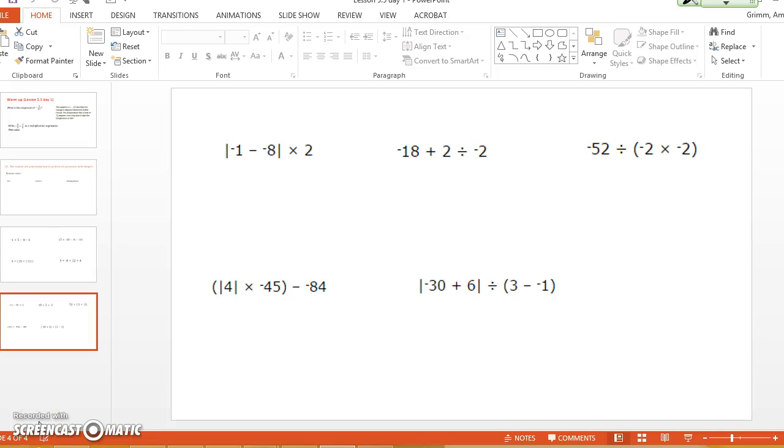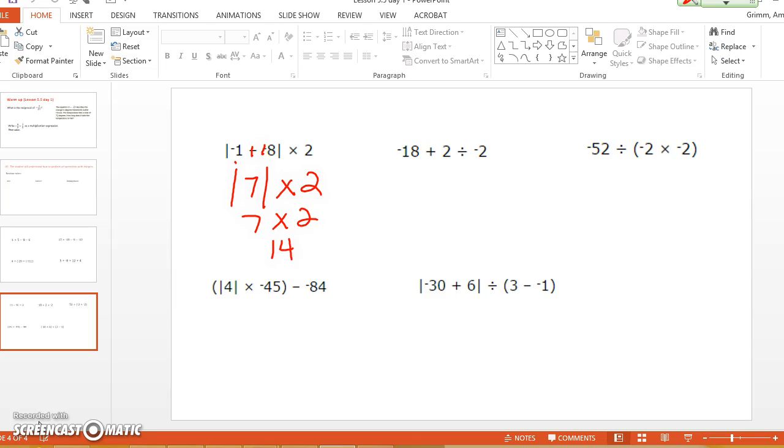All right, so this next one, when I'm talking about absolute value, that works just like parentheses. So I gotta work everything inside of it first. Then I do absolute value. So I have -1 minus -8. What do I have to do with that? Same change, change. So -1 plus 8 is how much? 7. Okay, now I can take the absolute value of 7. So what's the absolute value of 7? 7. So now I have 7 times 2, which is 14, and I'm done.